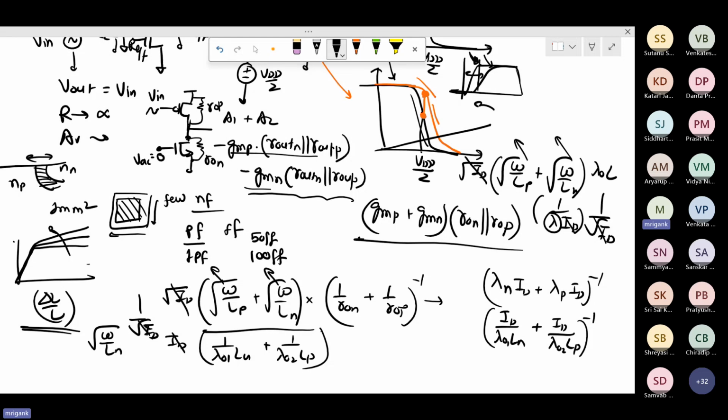Once again, anybody? What is the effect of larger RO? Switching would be slower. Slower means why will it be slower? Because the capacitance which is seen and the RC product will be higher, so it will be slower.